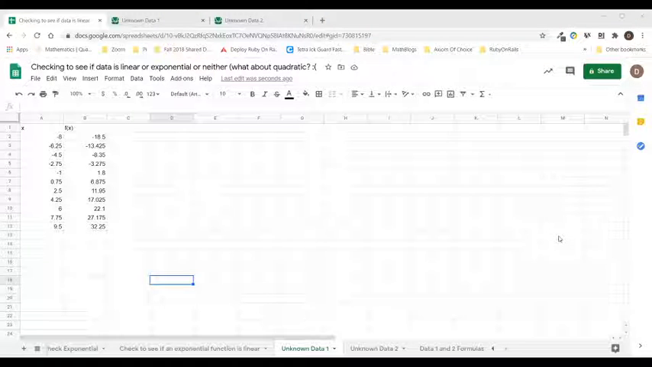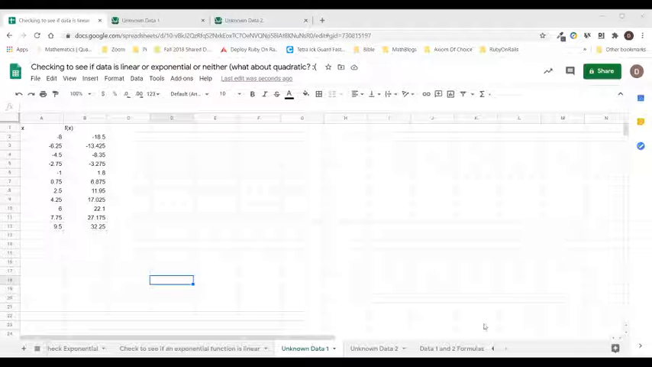Okay, we're now to the section where we want to be able to look at data, decide if it's linear or exponential, and if it is one or the other, we should be able to write down the equation. I'm going to break this in two parts and do each kind of data differently, just so you don't have to watch a whole video for just one kind.